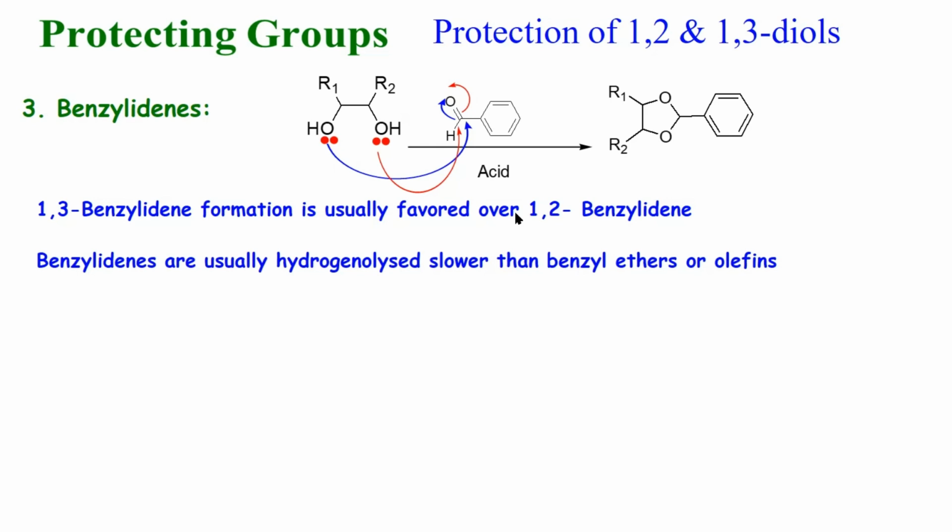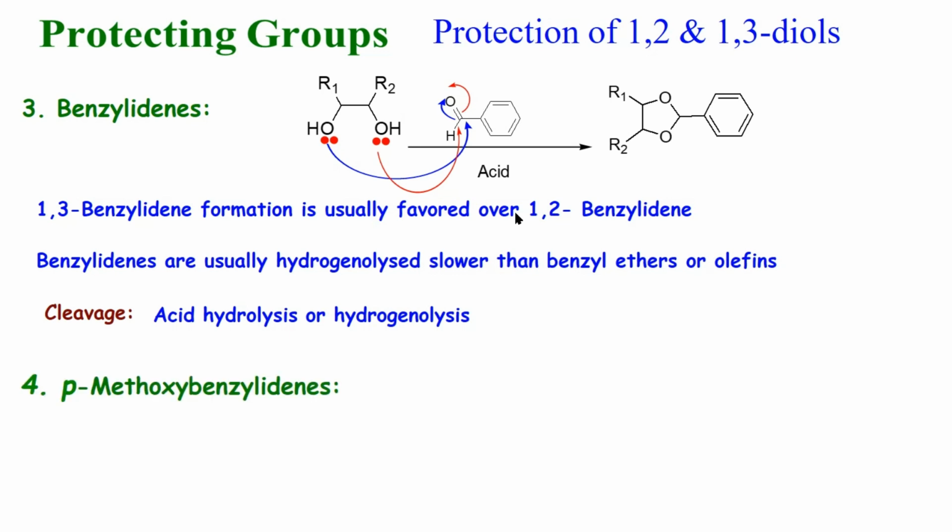They can be easily hydrogenolyzed. Hydrogenolysis of benzylidines leads to cleaving, and we can recover the corresponding diols. However, the hydrogenolysis will be slower when compared to that of benzyl ethers or olefins. They can be cleaved by acid hydrolysis similar to cycloalkylidines and acetonides. Another method of cleaving the benzylidines is by using hydrogen; we can carry out hydrogenolysis.